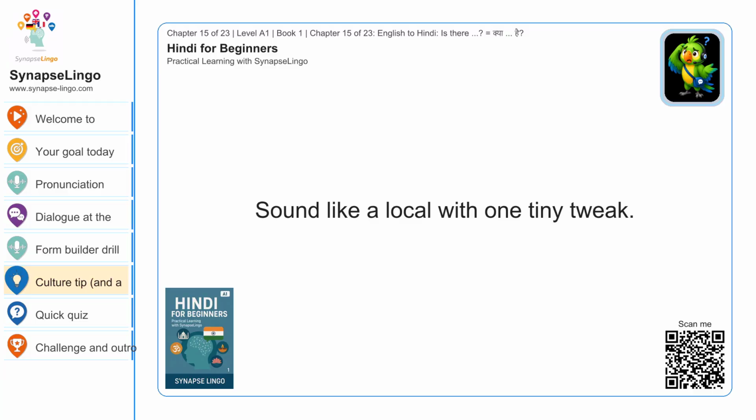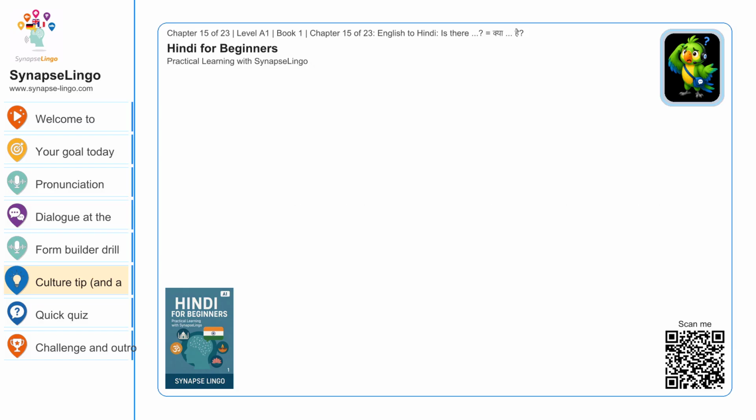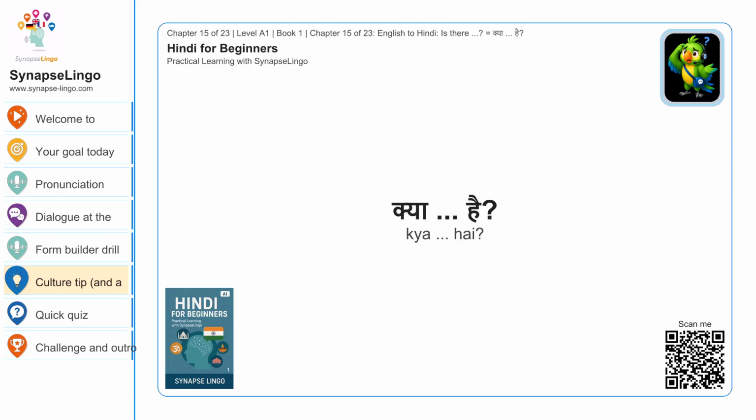Culture tip, and a smile. Sound like a local with one tiny tweak. On Indian trains you'll often hear, is there tea? क्या चाय है? If a chai vendor appears right after you ask, congrats, you've unlocked the magic of क्या है?